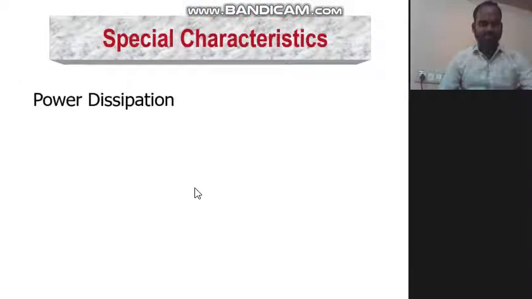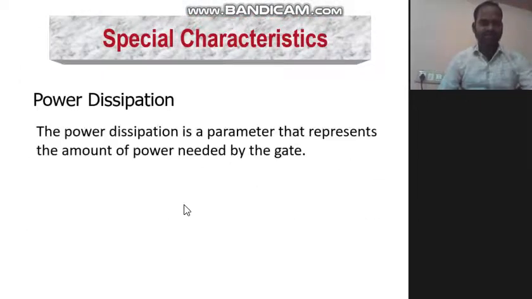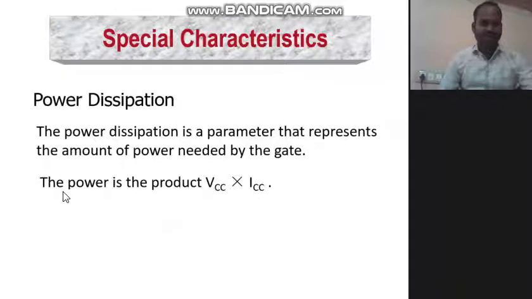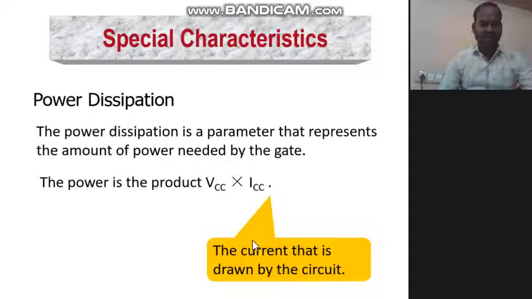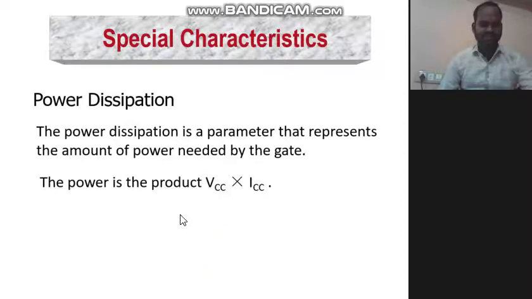Next one is power dissipation. The power dissipation is a parameter that represents the amount of power needed by the gate. It can be calculated as the product of VCC and ICC, where VCC is the supply voltage and ICC is the current drawn by the circuit. The multiplication of these two is the power dissipation.